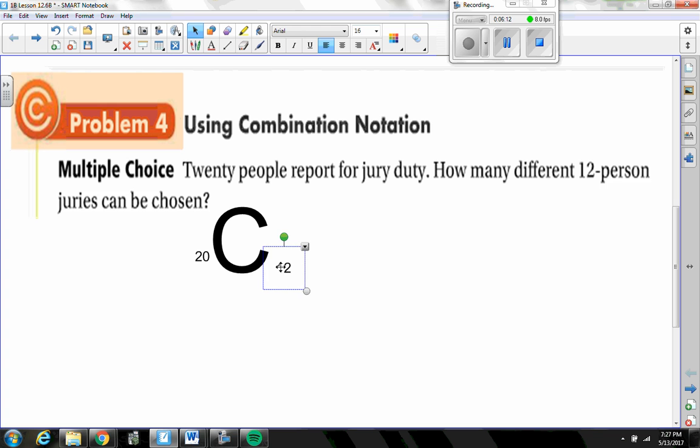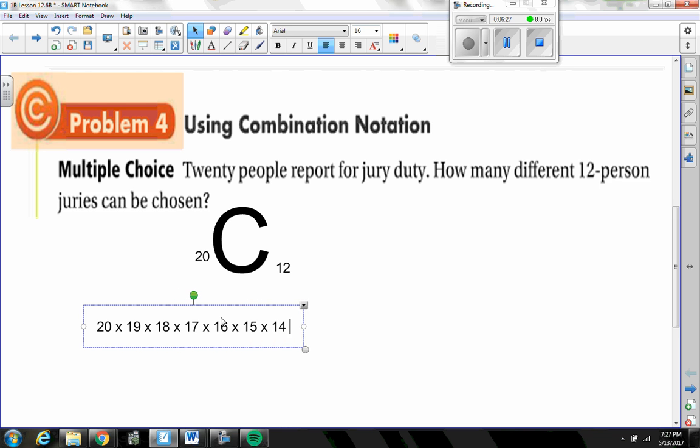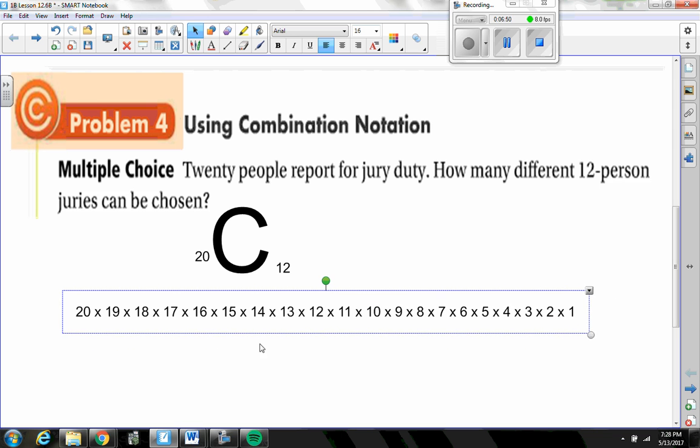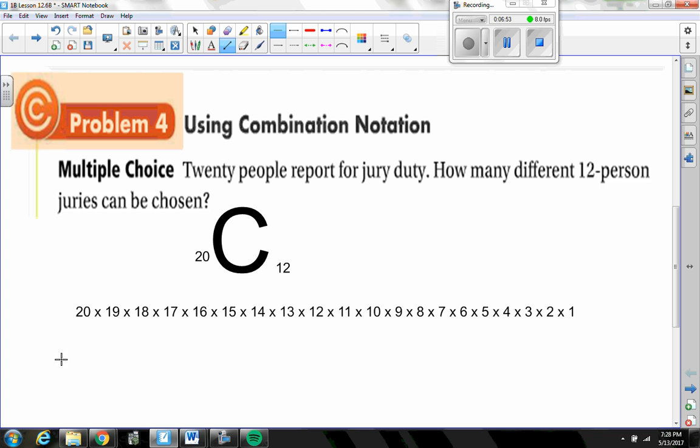20C12, right? 20C12. Now, 20C12, if I were to write it all out, 20 times 19 times 18 times 17 times 16 times 15 times 14 times 13 times 12 times 11 times 10 times 9 times 8 times 7 times 6 times 5 times 4 times 3 times 2 times 1. Right, that is the top of my fraction. That is 20 factorial, top of my fraction.